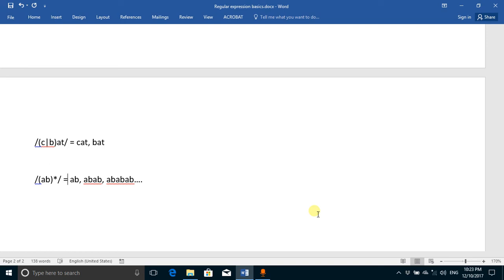And let's see another example. Suppose that there is a string CAT, and there is a question mark that makes the A character optional. It means we have two valid words, CT and CAT. But if I insert parentheses around A and C, now this whole string will be optional. So now the legal words are either CAT or simply T.